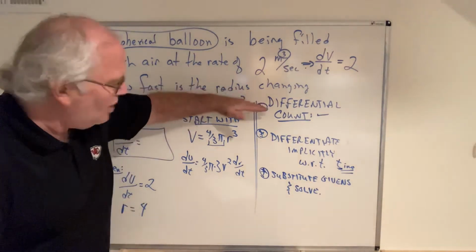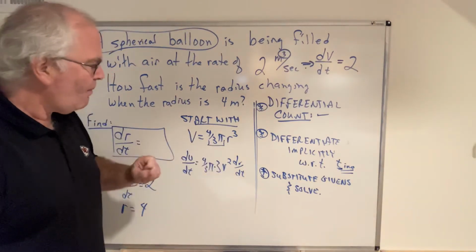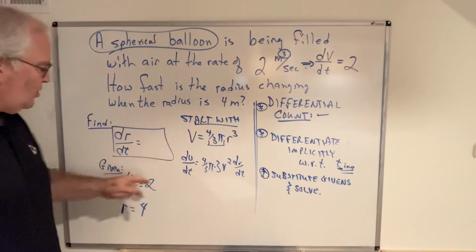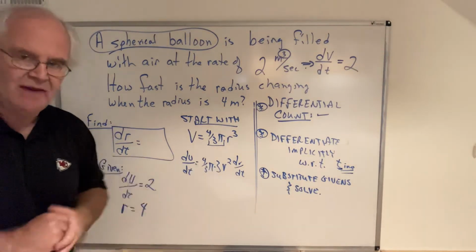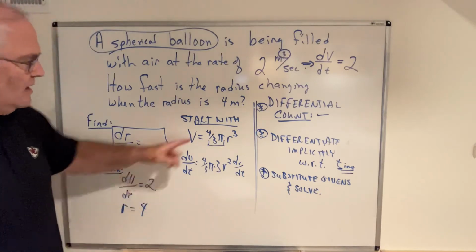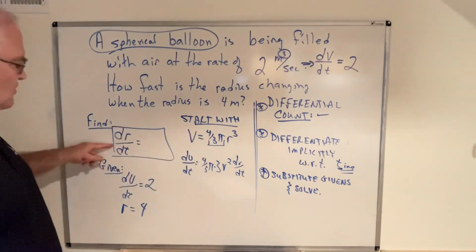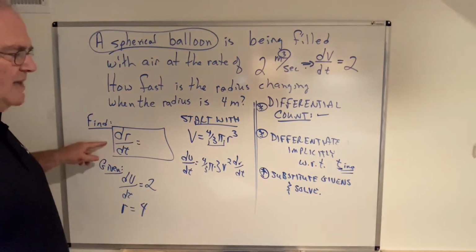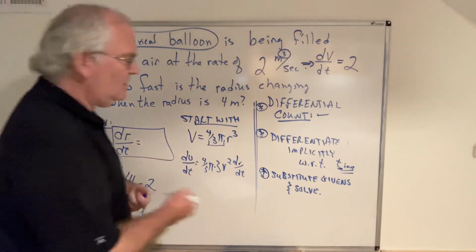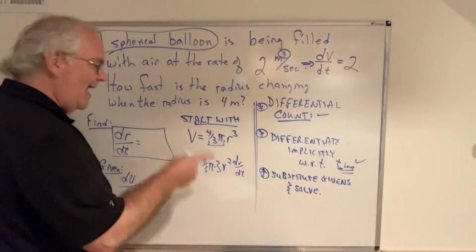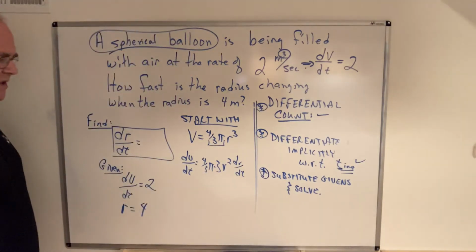So you count the differentials, count how many there will be. Make sure that the differentials you create are the ones you want in the problem. If that doesn't happen, we'll consider that in some later examples. But differential count, dv dt, yes, we want that. dr dt, yes, we want that. So differential count passes muster. Next, differentiate implicitly, check, did that with respect to time. Now, after the derivative, that's when you substitute all the values and solve.